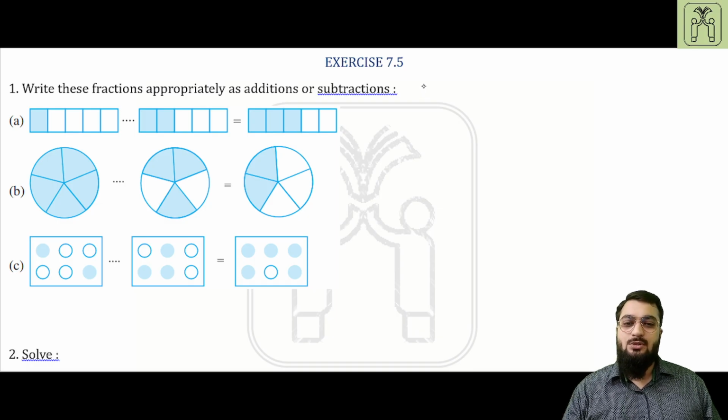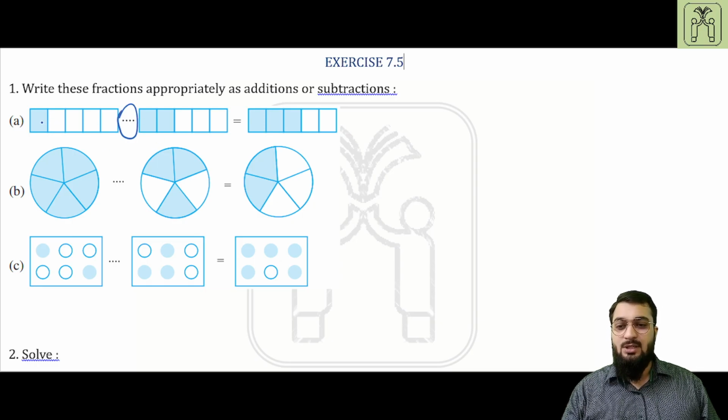So the first question of exercise 7.5 is that we have to do addition and subtraction for the following figures. So first thing we have to do is make the fractions out of figures and then we have to do the algebraic operations. And the algebraic operations are also not listed, so we have to figure out which algebraic operation is to be done.